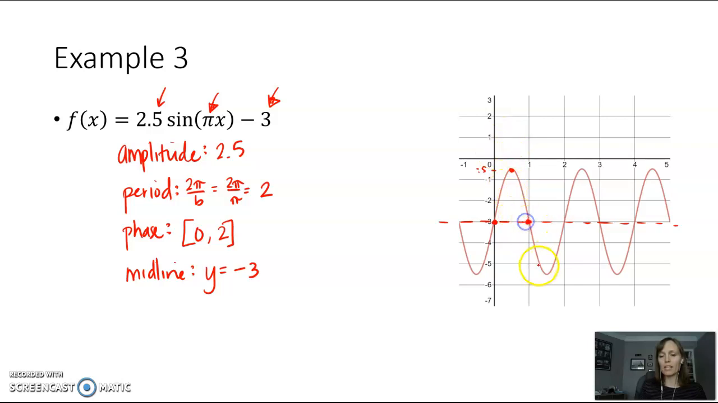It goes back to the midline and then down to its minimum. The minimum here is at negative 5.5. Again, we can get that by subtracting. So negative 3 minus the amplitude. Negative 3 minus 2.5 is going to give me negative 5.5. And then sine goes back to the midline. And we can see that it completes this full cycle in a total distance of 2 because that's the period for this particular function.